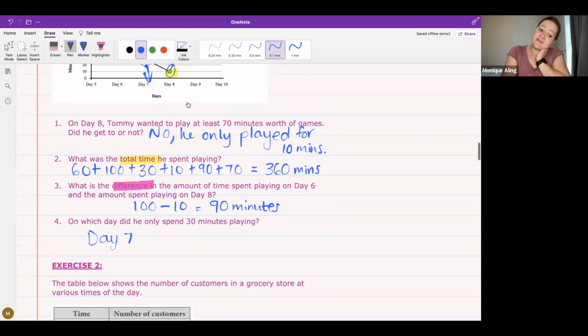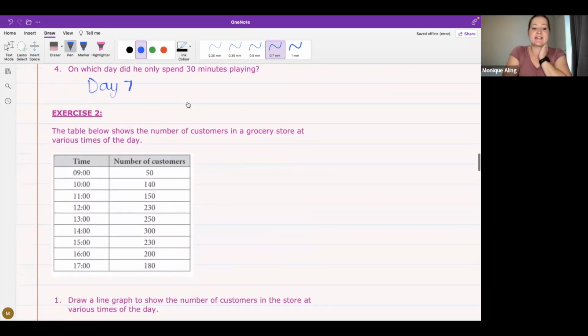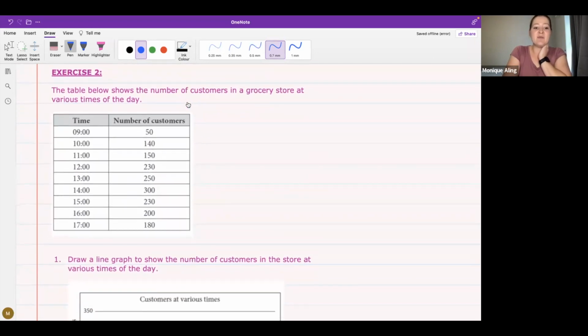Let's have a look at a different scenario now. Exercise 2. The table below shows the number of customers in a grocery store at various times of the day. So we've got 9 o'clock, 10, 11, 12, 1, 2, 3, 4, 5. So it's literally the whole day that the shop is open and how many customers arrive during that time frame. So at 9 o'clock, about 50 customers walk into the store. Then at 10 o'clock, it's 140. Okay, and we can just see how the numbers increase or decrease throughout the day.